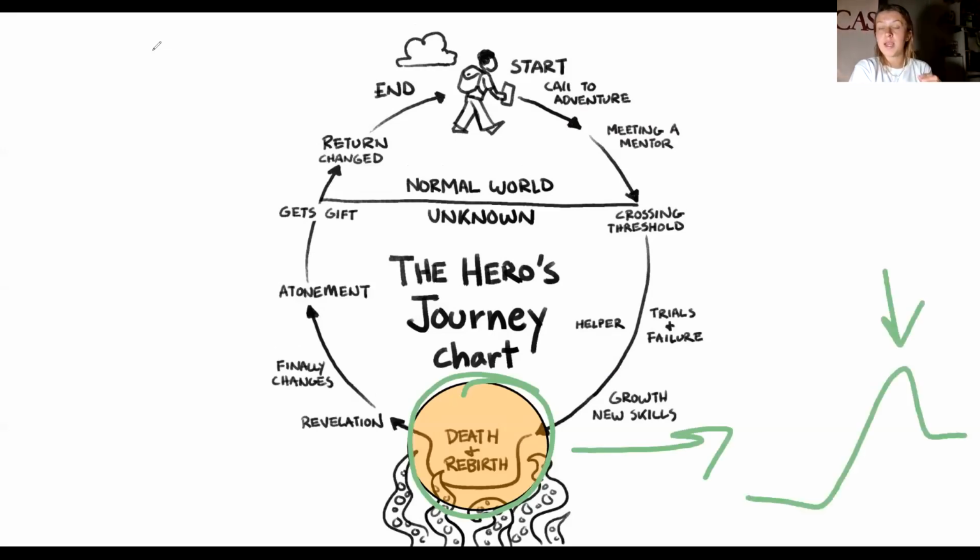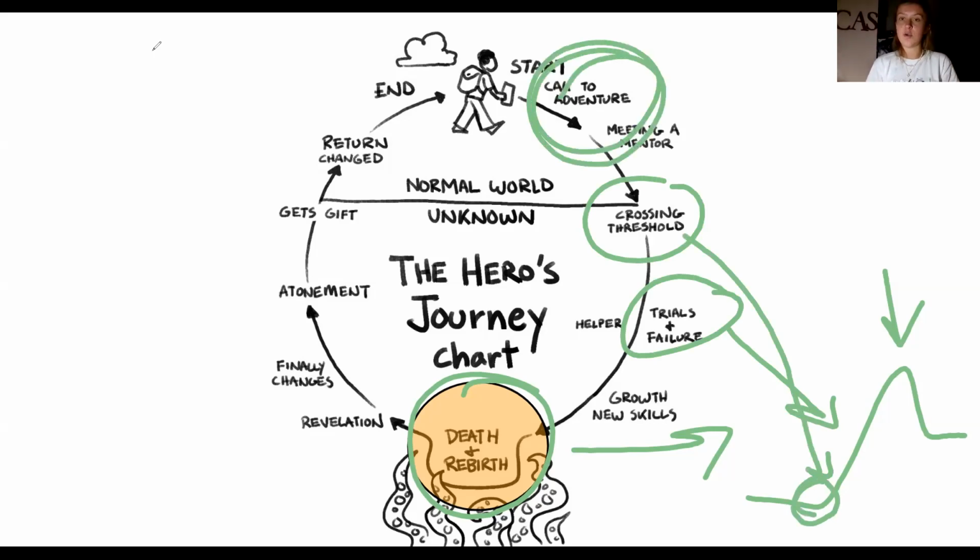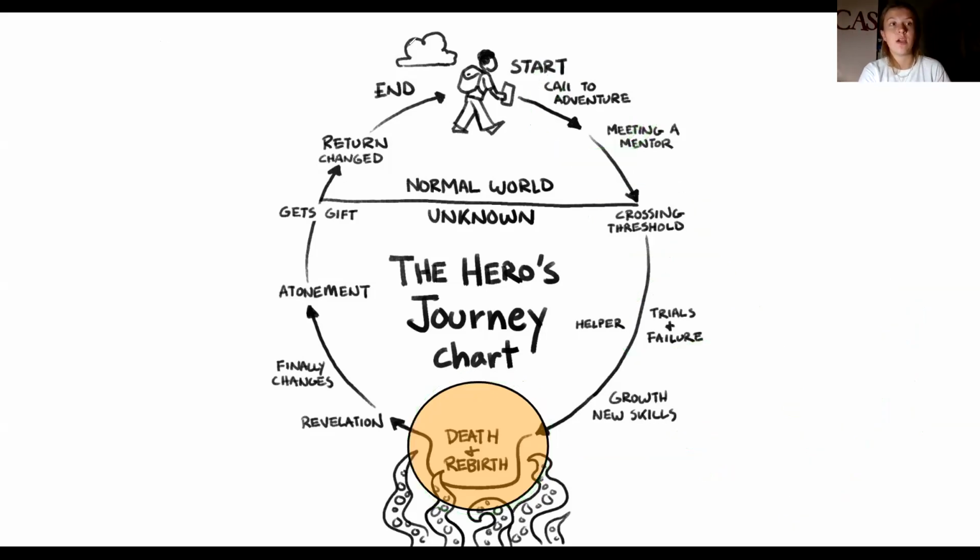Just keep in mind that even though we're doing two separate forms of plots, right? Like we're plotting the chain of events in a different way, they're still very much connected, and you can see similarities all the time. The trials and failures are right there. Crossing the threshold is going to be right here. The call to adventure is the same thing as the inciting incident. So you can see how they kind of mesh together and how they're really connected. So by understanding one, you can also understand the other.